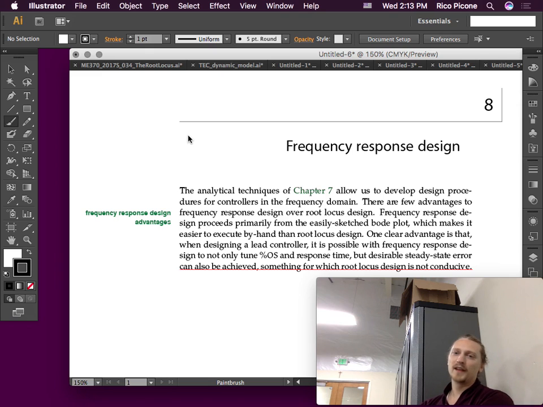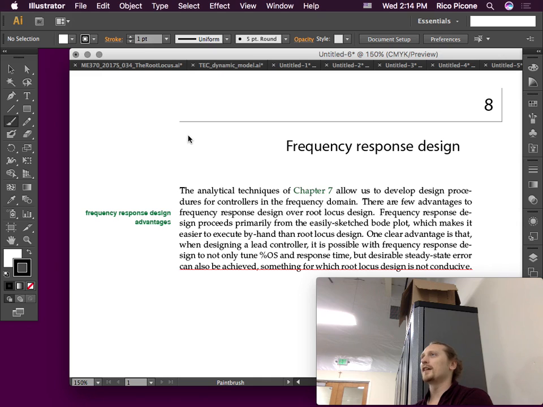The two advantages that arguments can be made for are that you can do frequency response design with pencil and paper a lot easier than you can do it for root locus design. You can actually do root locus design with pencil and paper too, because you can draw the root locus. You can find the gain for a given point by finding the lengths of the vectors from the poles and zeros to that test point. Nobody wants to do that. That's no fun.